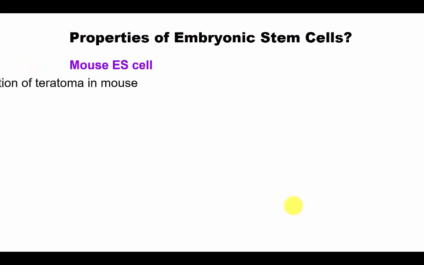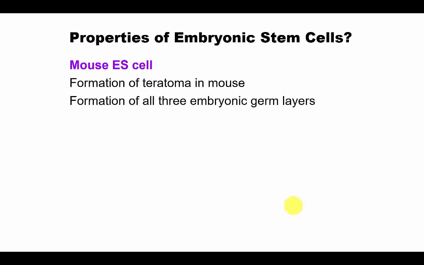Now let's think about the properties of embryonic stem cells. Let's start with the mouse stem cells. All the embryonic stem cells can form teratoma. Teratoma is one kind of benign tumor. And embryonic stem cells can form all different kinds of embryonic three germ layers. Those were endoderm, mesoderm, and ectoderm, and eventually they can make all different types of cells.